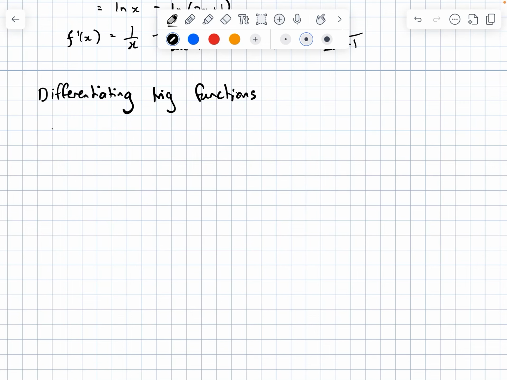There are 6 trig functions that we need to know how to differentiate. We've got our sine, cos, and tan, and their reciprocals, cosec, sec, and cot. I'm going to show you where the differentiation for sine and cos comes from through their graphs, but the other ones, their graphs are a little bit more complicated, so I'm just going to give you the rule.